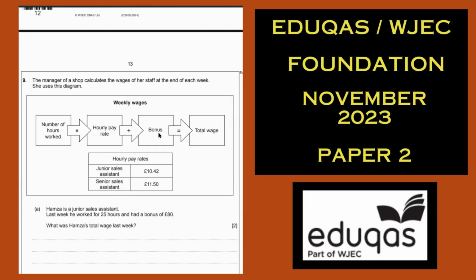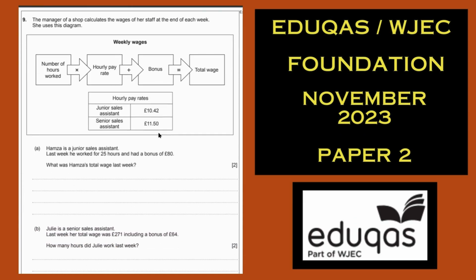Number 9. Kind of flowcharts, kind of number machines really. Hamza is a junior sales assistant, worked for 25 hours. Stop. The input is 25. He's a junior sales assistant. We're multiplying by the hourly rate of £10.42. Stick that in your calc. You should get £260.50. But then we add on his bonus of 80.